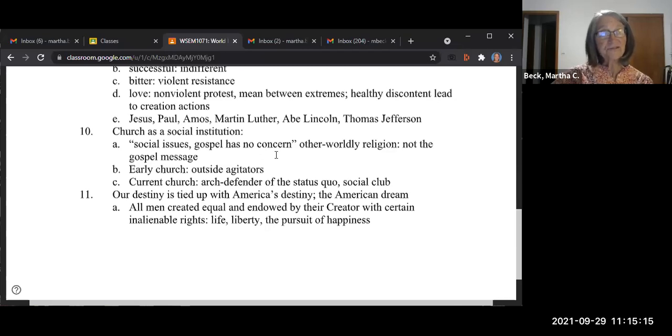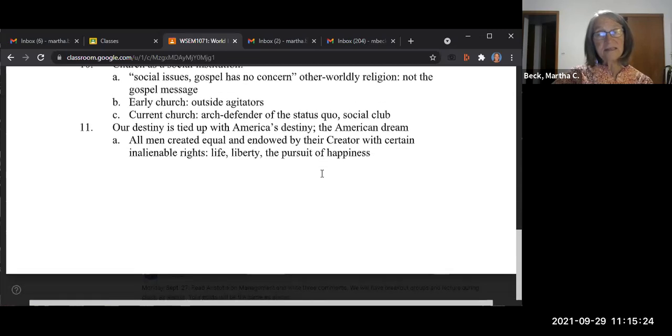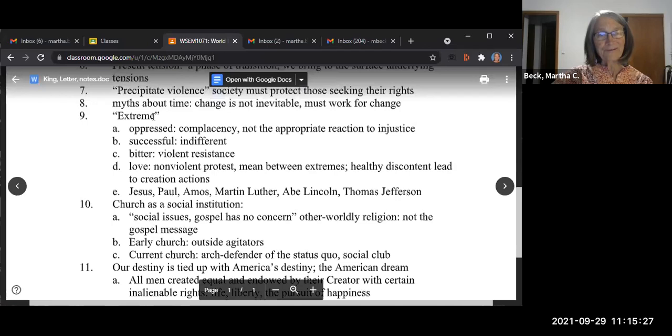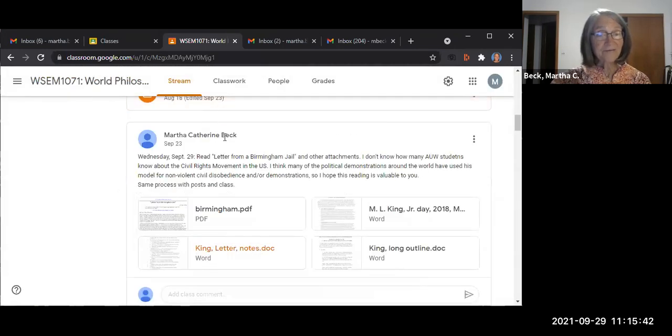So the church is a social institution. Martin Luther King is very much against churches as social clubs. And definitely, this is a big problem. People are more segregated by race, class, and gender on Sunday morning. And now it's gotten to the point where they're more segregated by which side of a polarized public they're on. And this is really a problem because people used to go to church and put aside their political leanings, and the preacher wasn't supposed to talk about it.